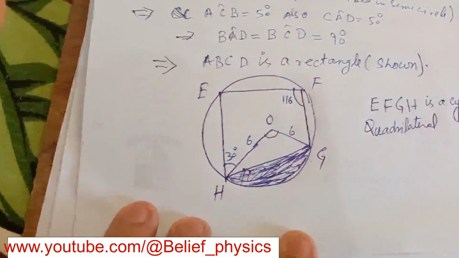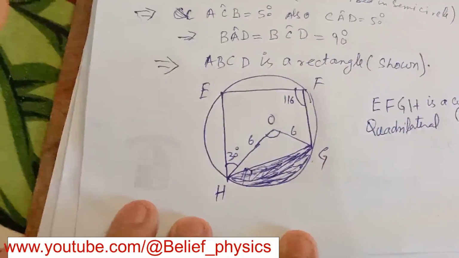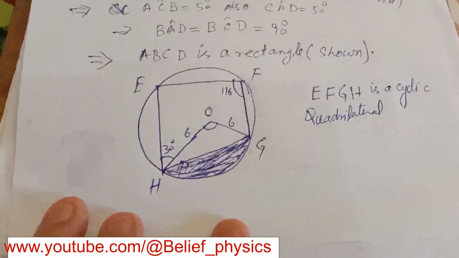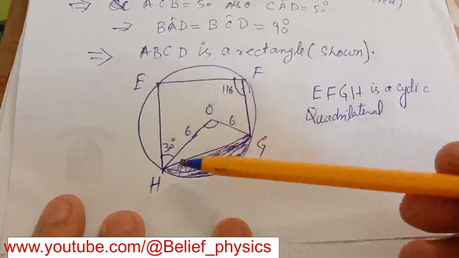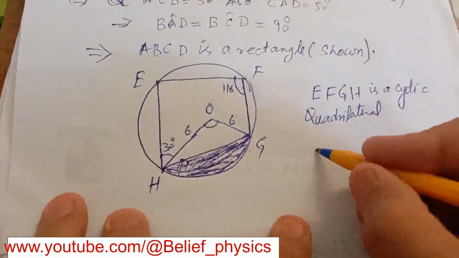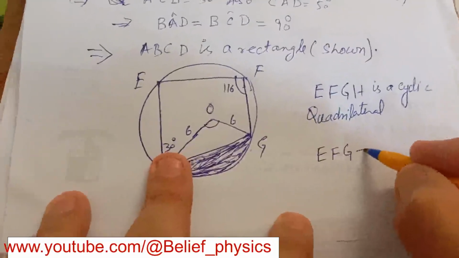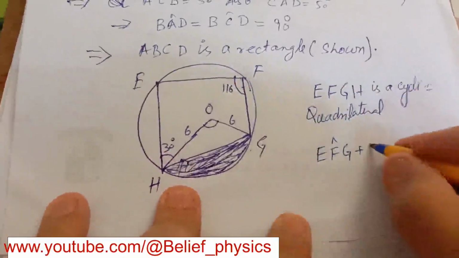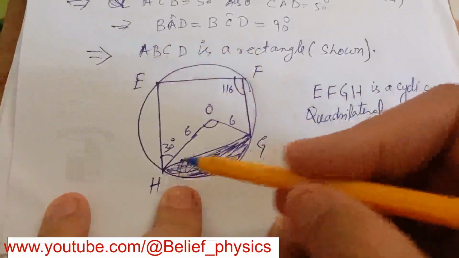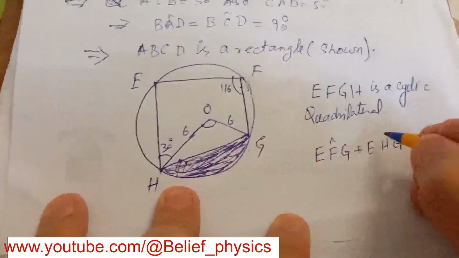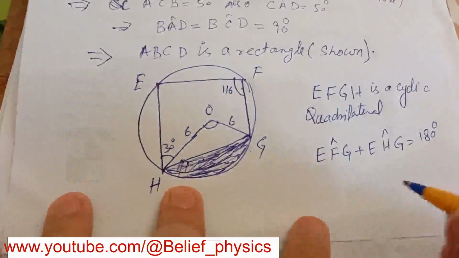Any quadrilateral whose all vertices are on the circumference of a circle is a cyclic quadrilateral. There is a property of a cyclic quadrilateral that the opposite angles are supplementary. So it means EFG plus EHG, these are the opposite angles, should sum up to 180, because these are the opposite angles of a cyclic quadrilateral.